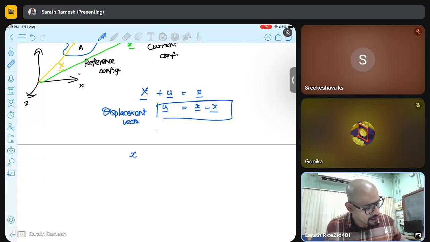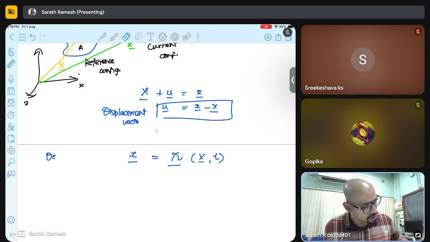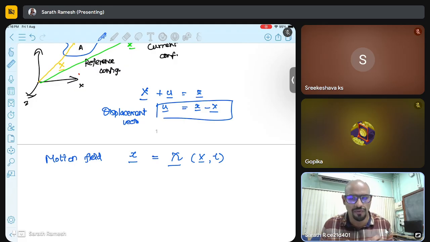I can write the small x vector as some function psi of capital X comma t. This is called the motion field, the function. A point to note here is that this should be a one-to-one function, because if it is not one-to-one, it means the particles are penetrating inside. This is a strict assumption in this course. We assume the motion field is always a one-to-one function.